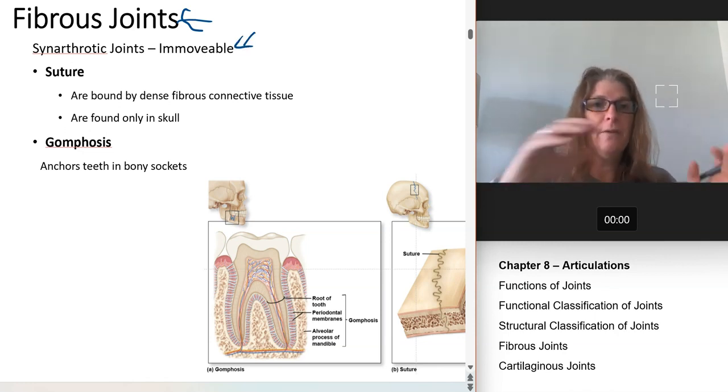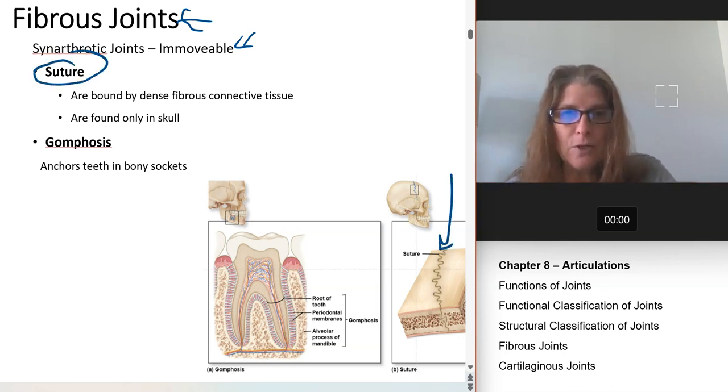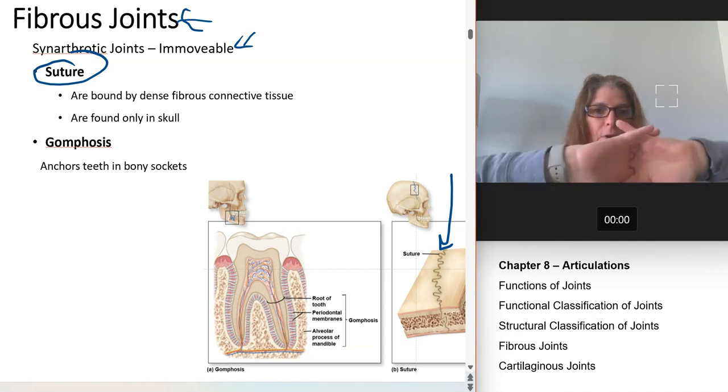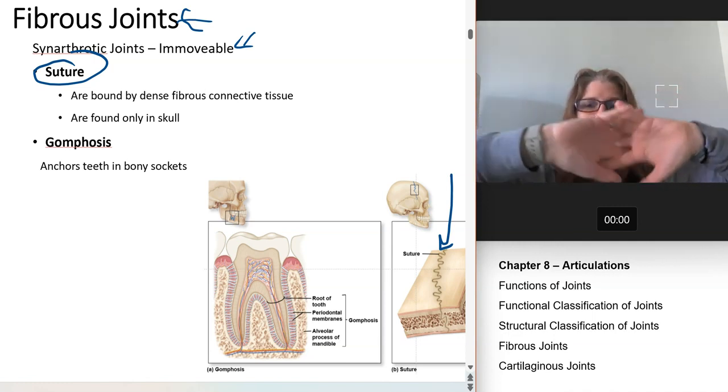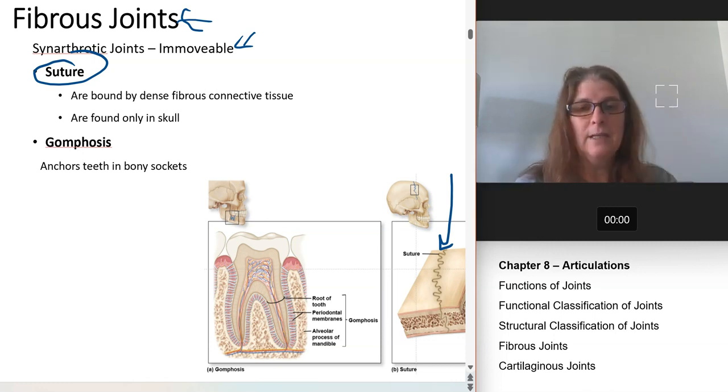So structure, fibers, functional, no movement, synarthrotic. And there's two you're learning. One is called a suture, and the sutures are what join the bones in your skull. So they're held together really tight. The fibers interconnect. They are immovable joints in the skull.